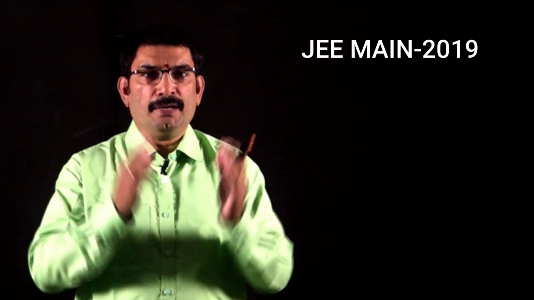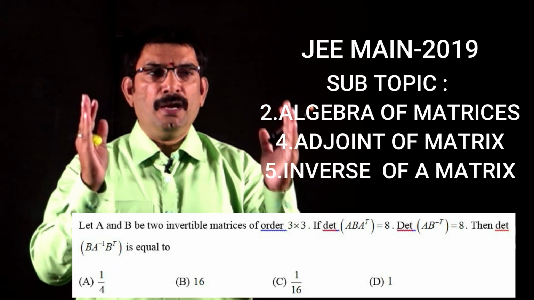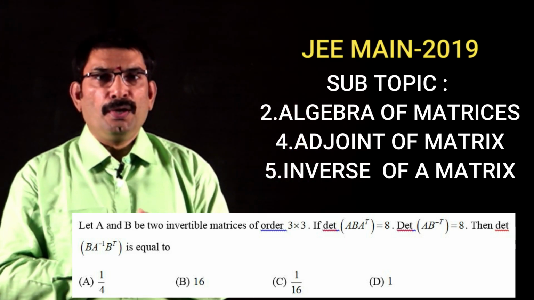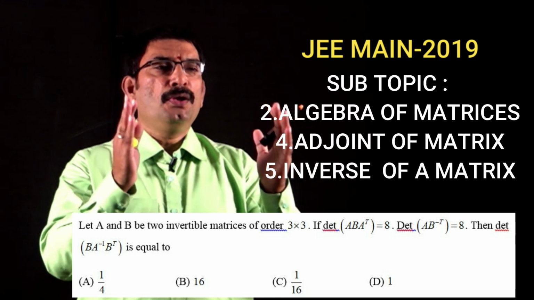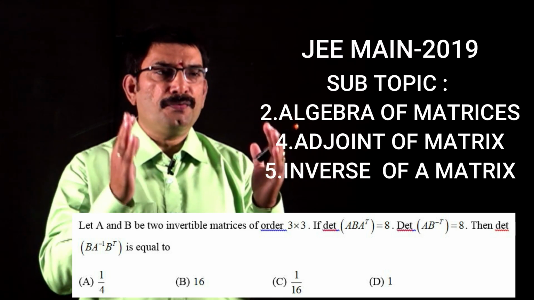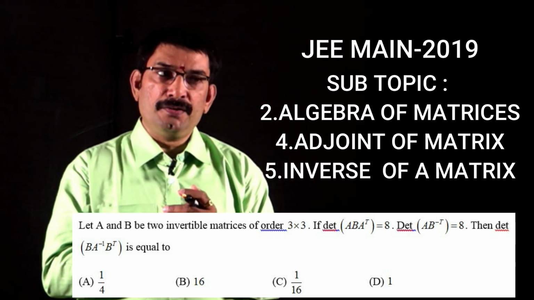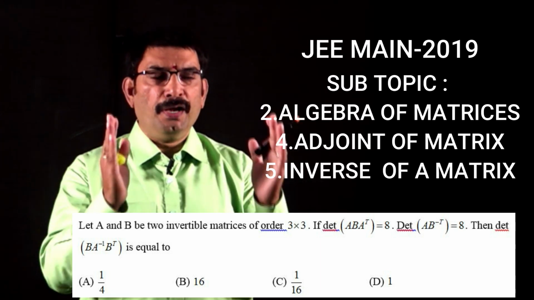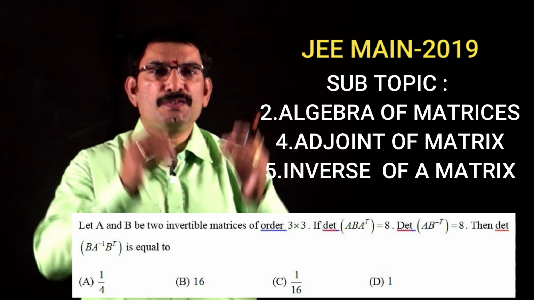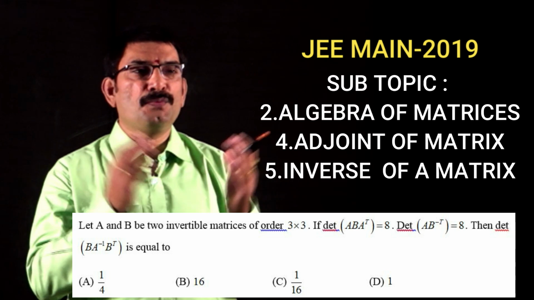Say, for example, the very first question is the one which occurred in the 2019 mains exam. Let capital A and B be two invertible matrices of order 3 cross 3. If det of AB into A transpose is equal to 8, and det of A into B inverse is equal to 8, then we have to find the value of det of B into A inverse into B transpose.